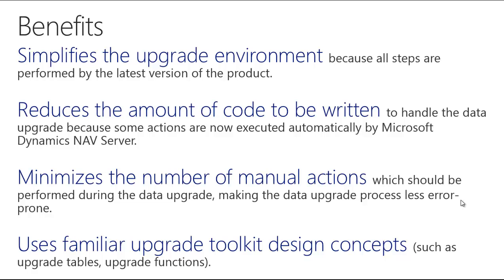It certainly reduces the amount of code to be written. You remember the Upgrade Toolkit Step 1 code in the past would be quite lengthy and, frankly, not very popular among developers. So now it has become even simpler. It is just a list of one-liners with instructions for how to handle data. It also minimizes the number of manual actions. You don't actually need to open each and every company and run Upgrade Toolkit Step 1 in these companies. This all happens automatically during the schema synchronization process.